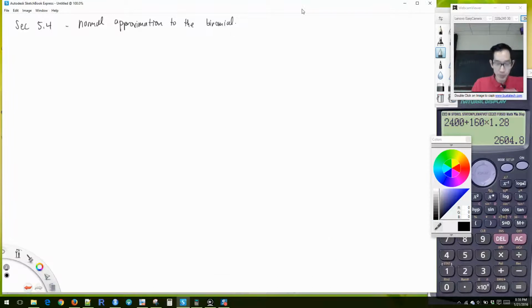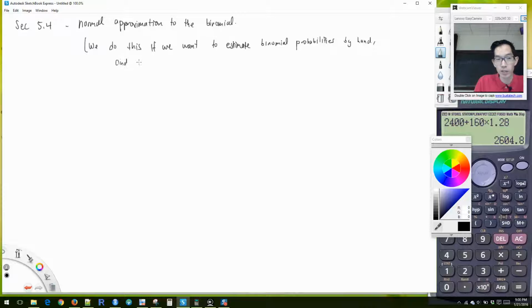All right, so normal approximation to the binomial. We do this if we want to estimate binomial probabilities by hand, and especially when the actual binomial calculations would be too tedious.